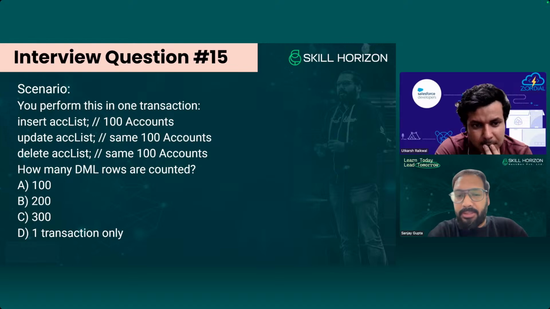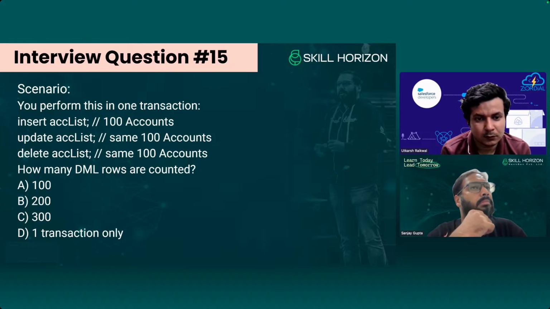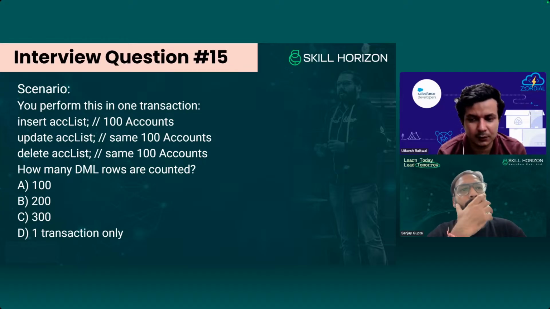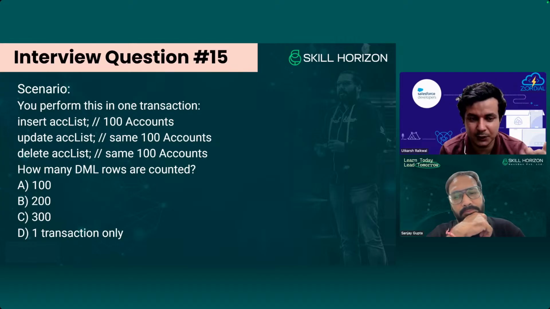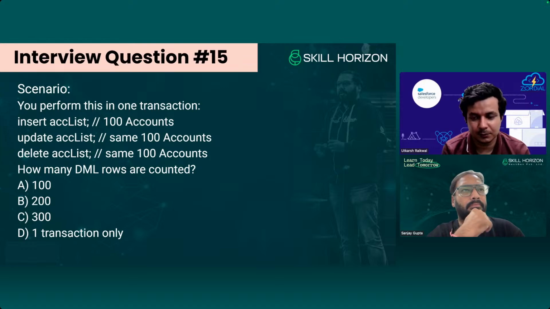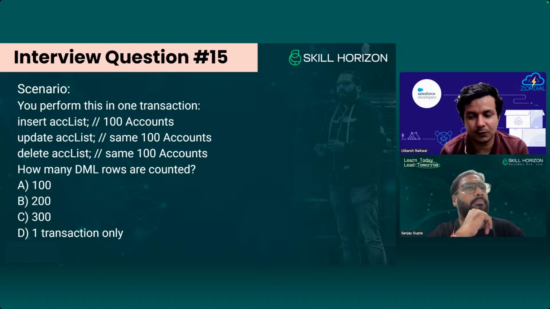Okay, a couple of answers are D, one transaction only. Yeah, mostly are saying D, one transaction only. Yes, Utkarsh. Yeah, sir. One transaction only, because you are not using the insert operation 100 times in a for loop, so that it can run 100 times. It won't throw any error. None of these statements are under the for loop.